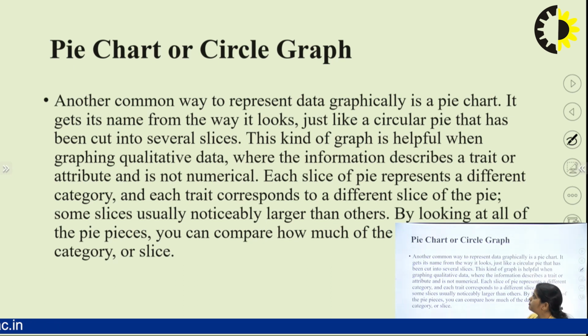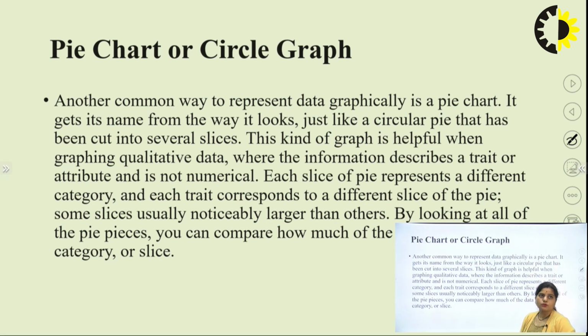Now the second one is the pie chart, or the circle graph. This is also another method to represent the data graphically. It gets its name from the way it looks, just like a circular pie. We can see in the next slide how it looks. It looks like a circular pie that has been cut into several slices.